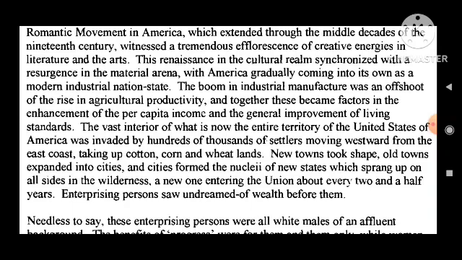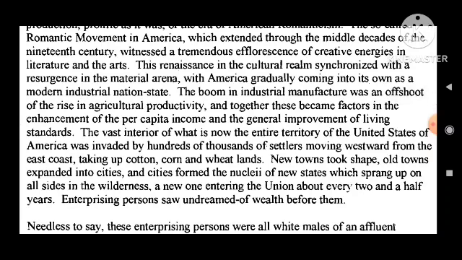Now towns took shape. Old towns expanded into cities, and cities formed the nuclei of new states which sprang up on all sides in the wilderness, a new one entering the Union about every 2.5 years. Enterprising persons saw undreamed of wealth before them.